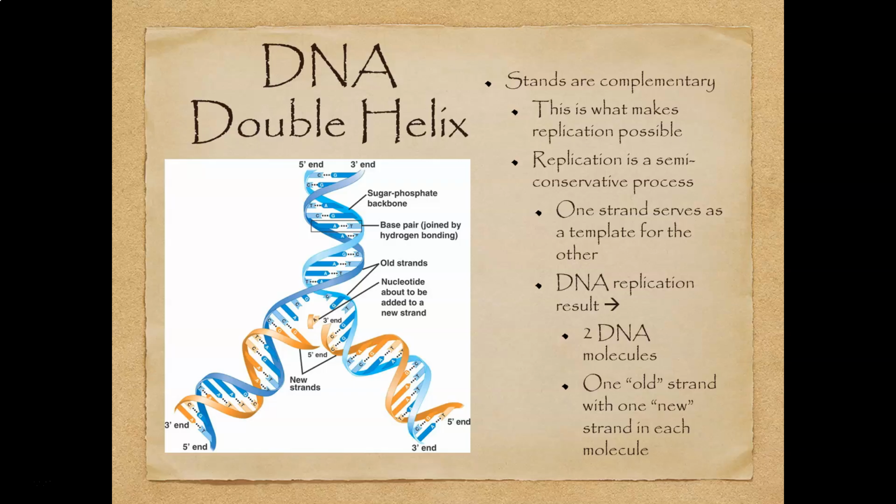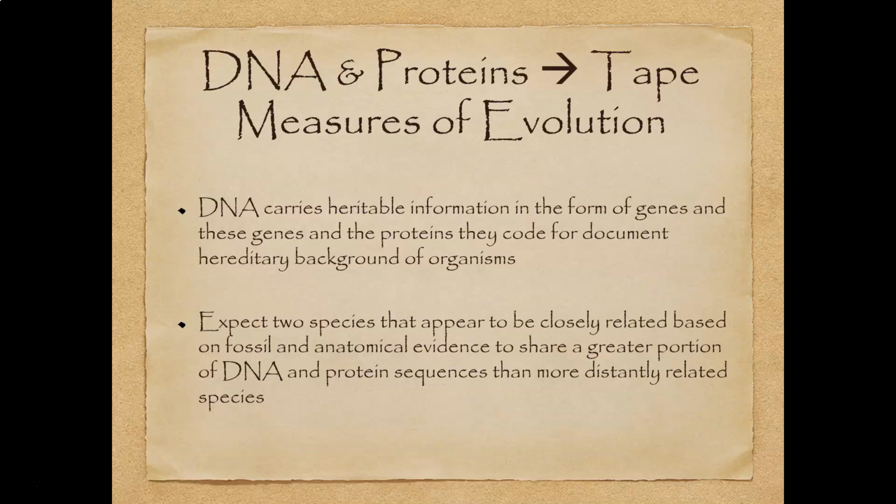So DNA replication, we'll get into more of that process later this year, but just know that the template strand is there to serve as a way to build the new one, and that when we build those two DNA molecules, you've got one old strand with one new strand, and that's where that semi-conservative term comes from.